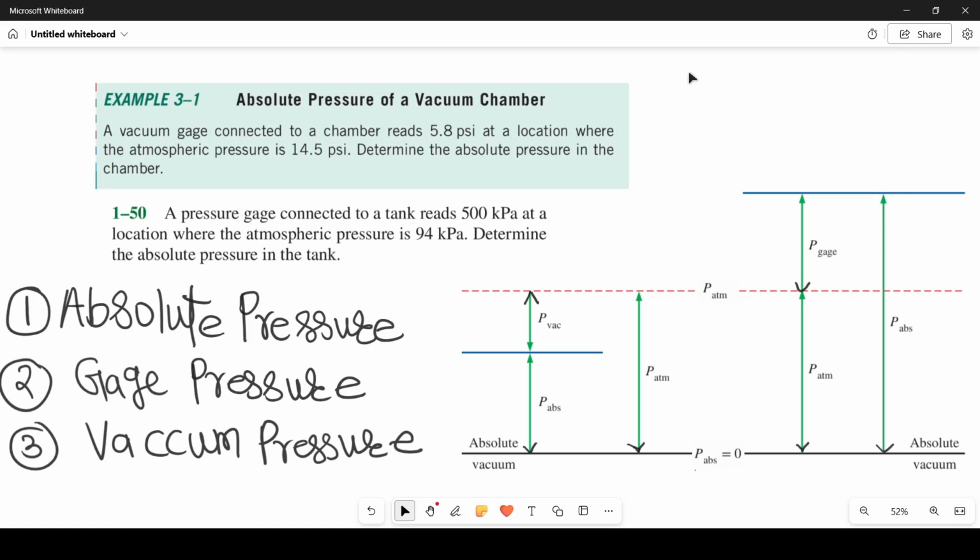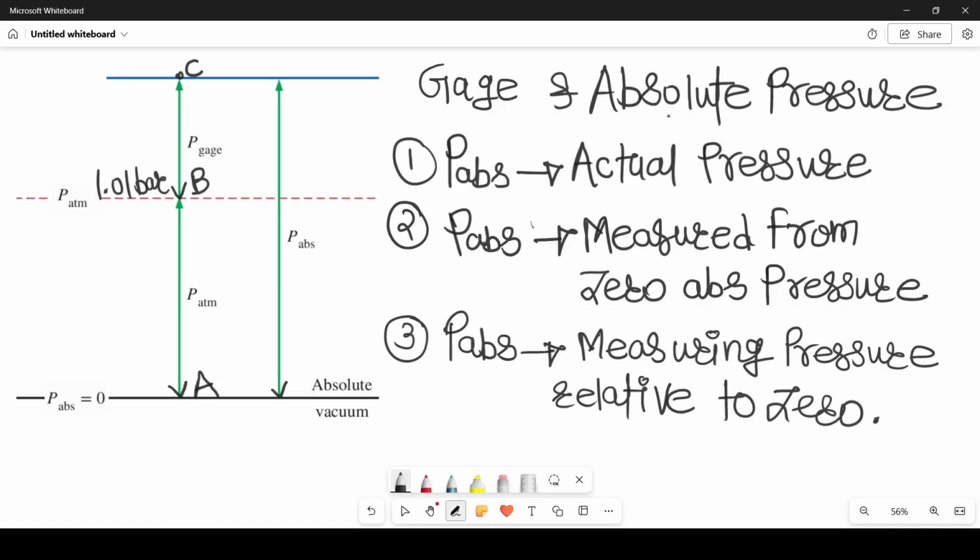Hello everyone. In today's video, we are going to understand the concept of pressure measurement. There are three types of pressure. The first is absolute pressure, then gauge pressure and vacuum pressure. And we are going to solve two numerical problems which involve calculation of absolute pressure when vacuum pressure and gauge pressure is given to us. So gauge and absolute pressure.